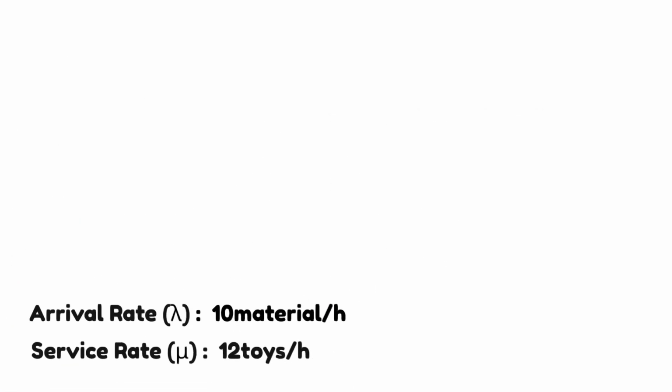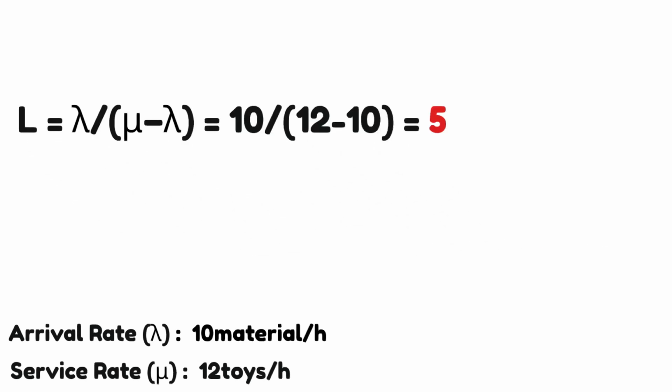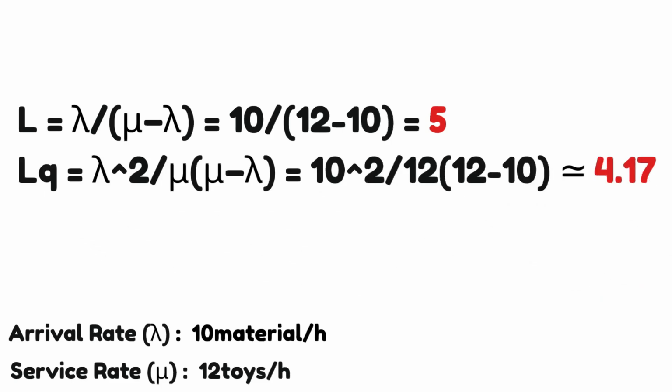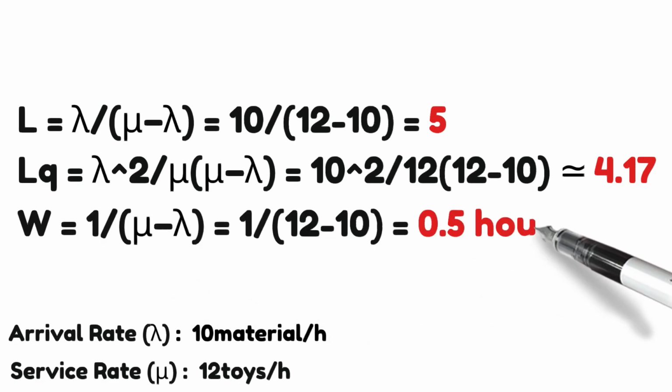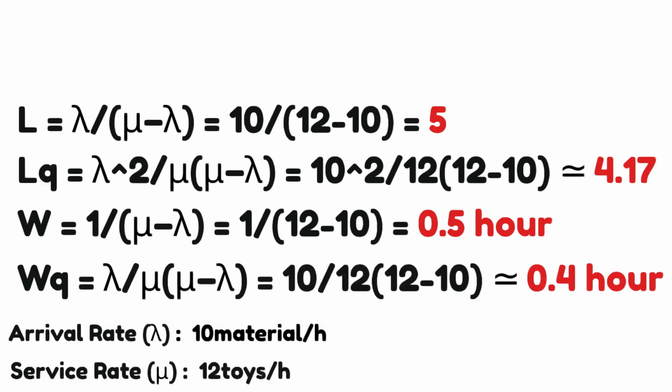Using lambda and mu, our calculations reveal: average number of items in the system, 5 items. Average number of items waiting in the queue, approximately 4.17 items. Average time in the system, 30 minutes. Average wait time in the queue, approximately 25 minutes. Utilization, approximately 83.3%.